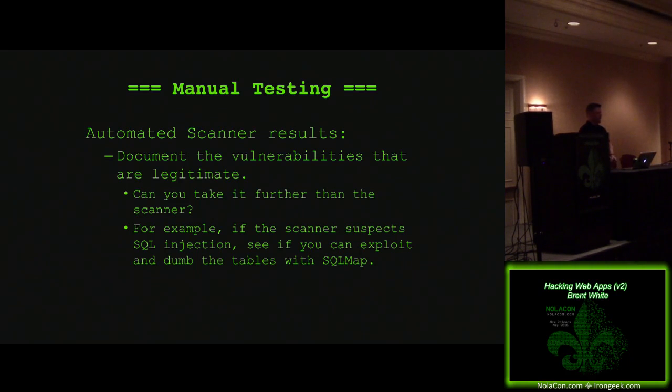Again, with the automated scanner results, for things that are legitimate, make sure that you document them. That way you can show the client, this is what was sent, this is what came back, and this is how I determined it's a legitimate vulnerability. Don't just stop there. Can you take that further? If it's shown to be positive for SQL injection, and you get some sort of error showing Oracle errors, take it further. Can you actually get a shell on that host?